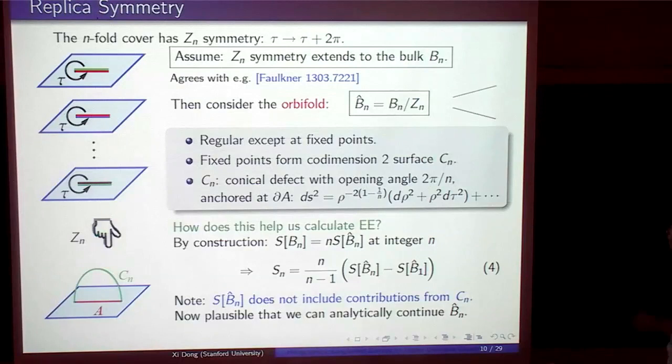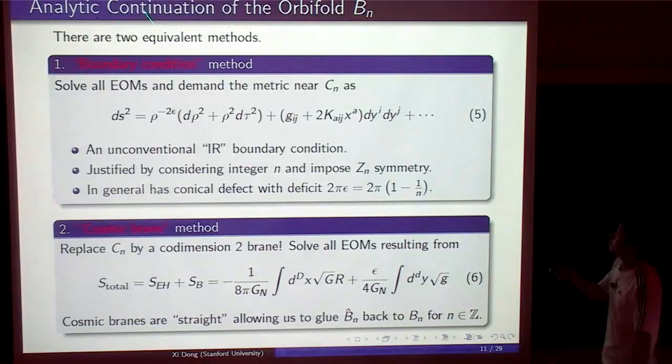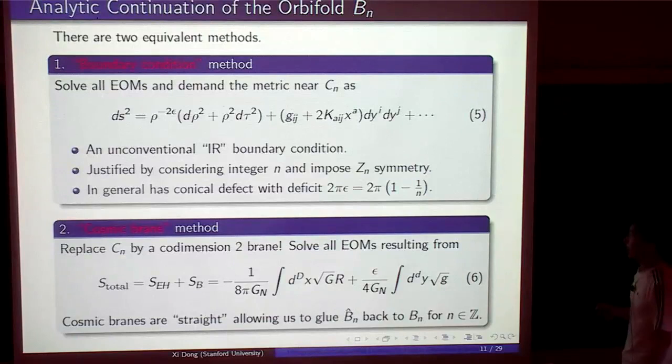So that's actually what I'm going to talk about next. There are two ways to analytically continue this geometry, this orbifold, to non-integer n. The first is what I just said, what I call the boundary condition method. It simply imposes an additional boundary condition at a conical defect while preserving all the other boundary conditions, and just solves all the equations of motion.